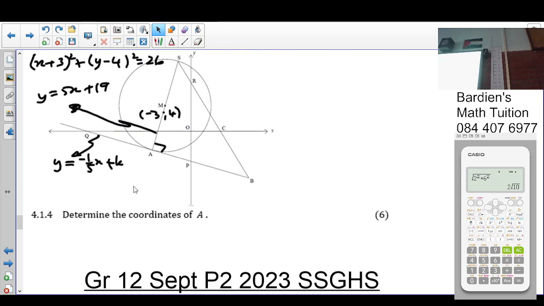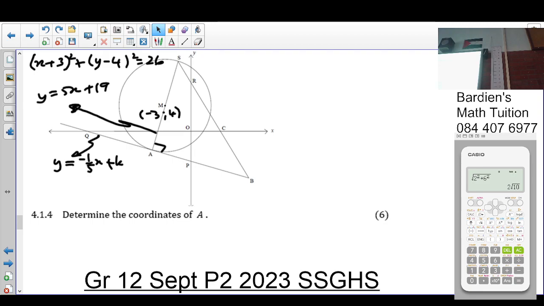You're asked to determine the coordinates of A. So where's A? A is here. Okay, so A is the point of intersection of the tangent and the diameter, but we don't have the value of k on the tangent. So we can't use that.